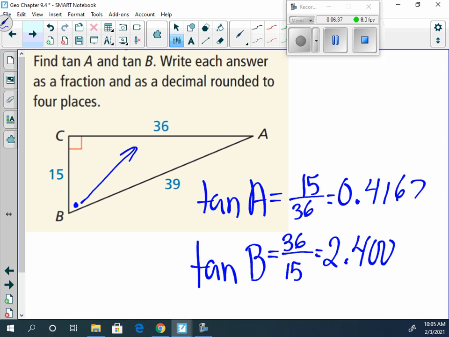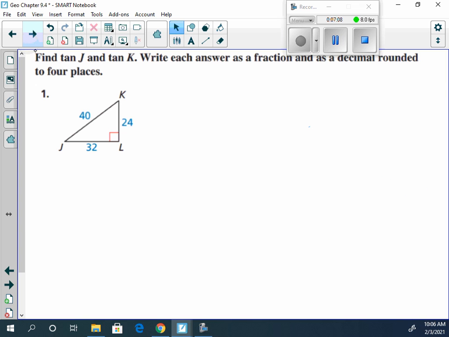And that's it. Any questions over anything we've done so far? Any questions over this here? Now again, what do we know about these triangles for this to work? It has to be what? All these have to be right triangles. It has to be a right triangle.